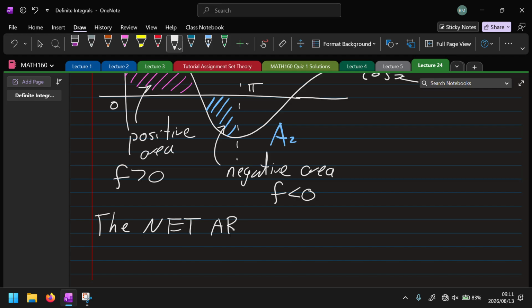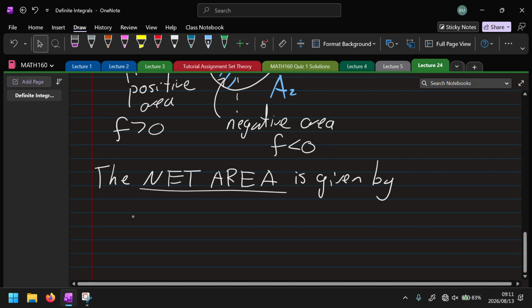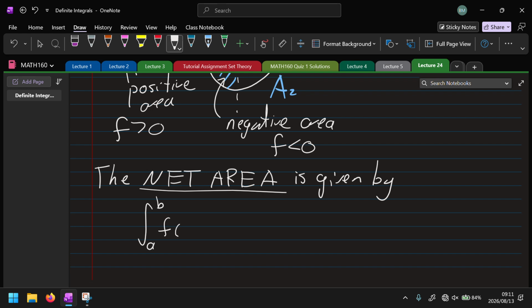So the net area, right? You've seen that before in physics. The displacement is the net change, that kind of thing. So the net area is given by the integral, let's say from a to b, just in general, of f of x dx, which is equal to the sum of the areas. Of course, we're just adding up the areas. It just happens that the second one has a minus sign.